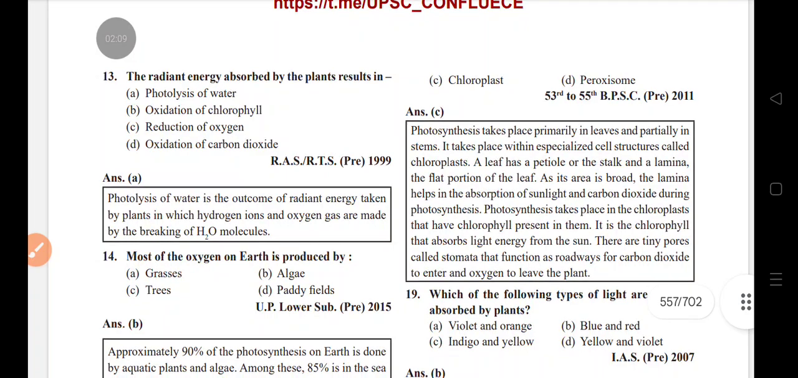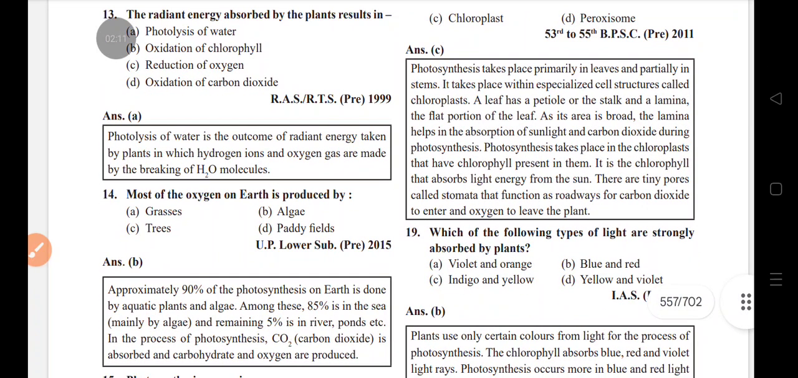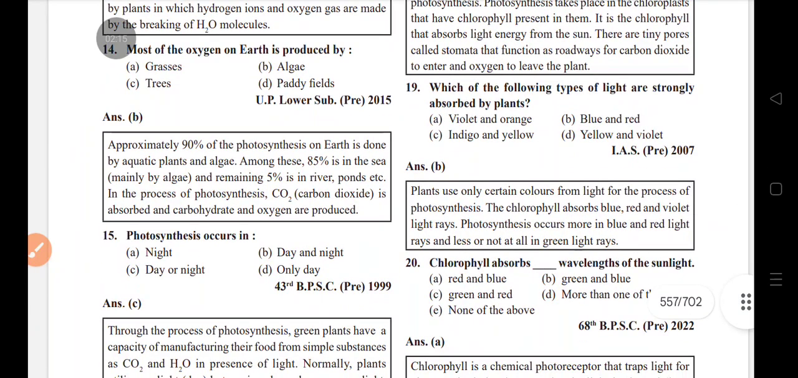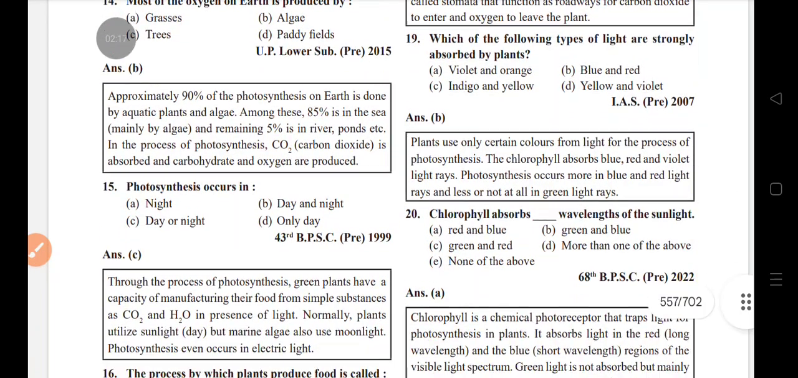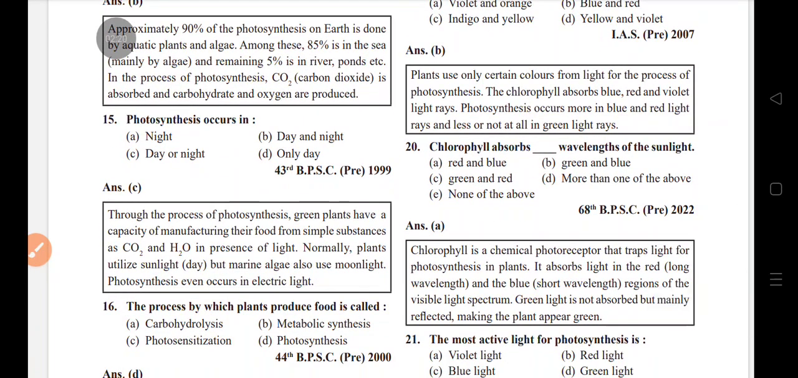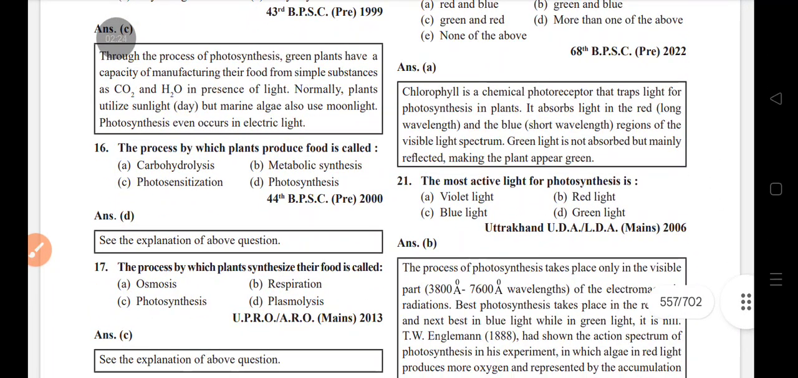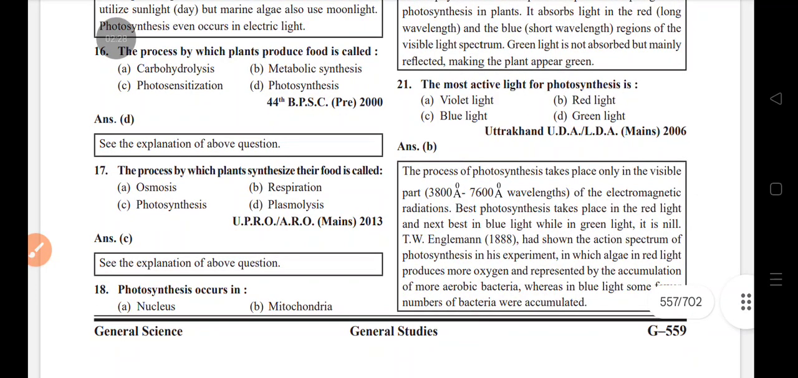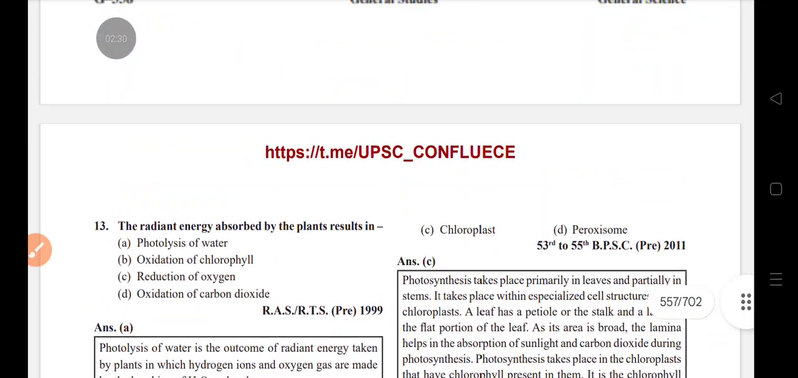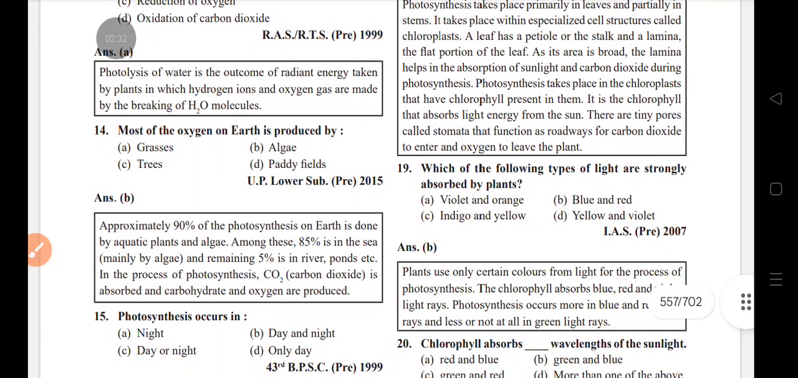Most of the oxygen on earth is produced by trees. Does photosynthesis occur in day or night? The process by which plants produce food is called photosynthesis. The process by which plants synthesize their food is called photosynthesis. Photosynthesis occurs in chloroplast.